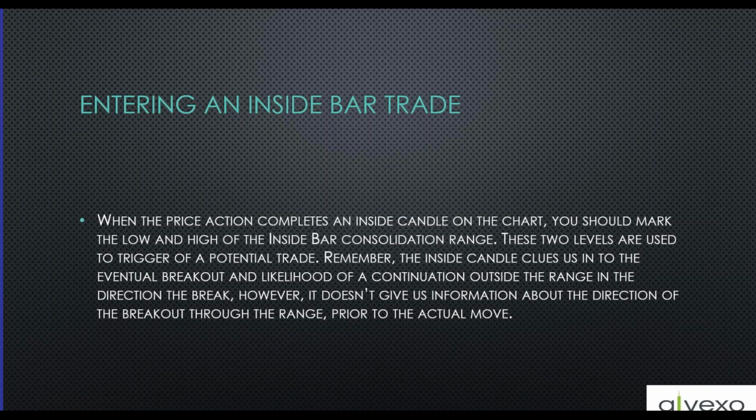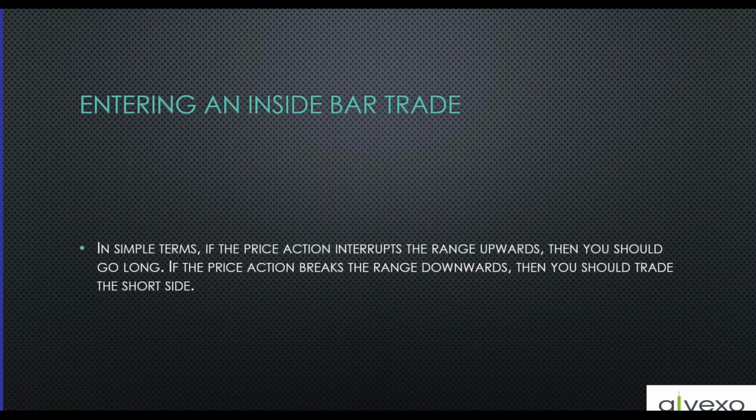Now, since we're only looking for high probability trades, what we're trying to do is filter out every trade that's iffy. So I always use very tight rules. I always want to make sure my inside bar is fully formed and inside by every rule that I can apply. I want to make sure it's perfect, because otherwise there's always another trade to be found. Just walk away from it. If it's not perfect, go find something else to trade. In simple terms, if price action breaks the range upward, then you should go long. If the price action breaks the range downward, then you should trade to the short side.